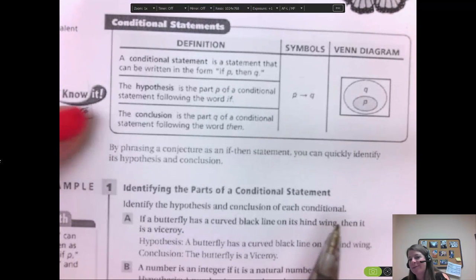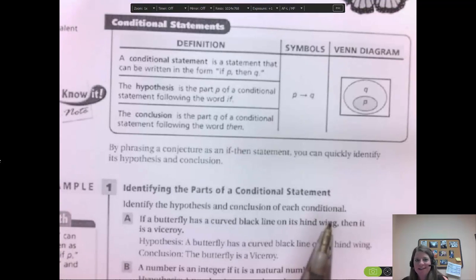So you have to write out hypotheses and conclusions.